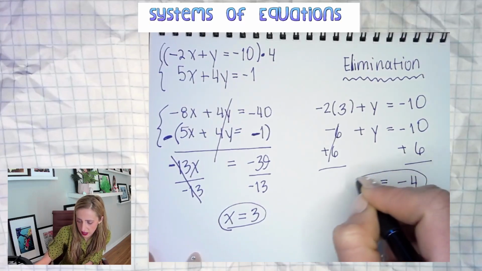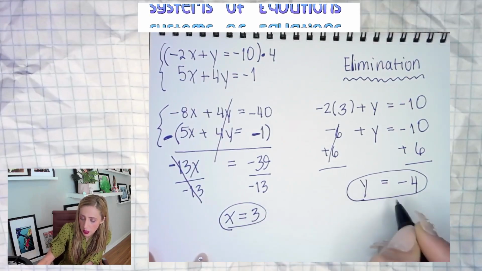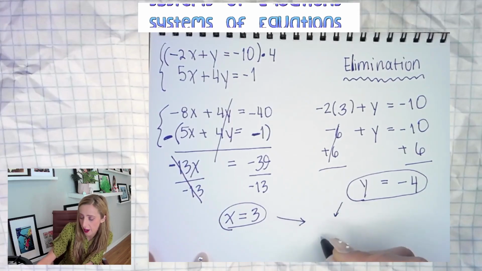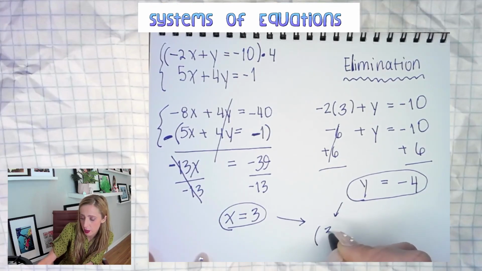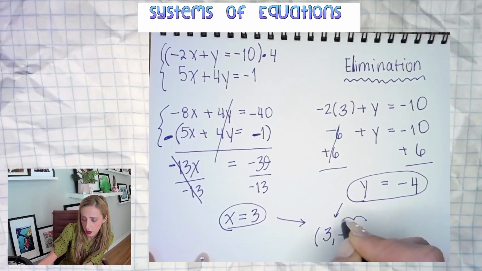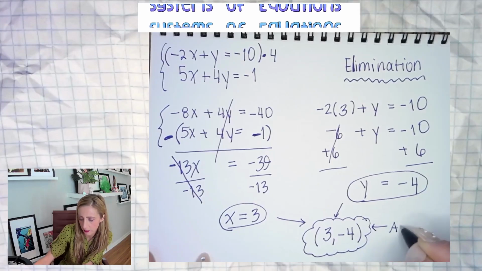If you just leave your answers like this, it's really not done or correct. So what we need to do is we write our answer as an ordered pair. What's that ordered pair? 3, negative 4. So your answer or solution is this right over here.